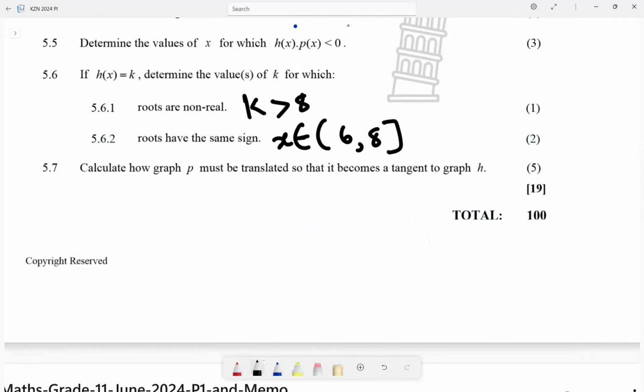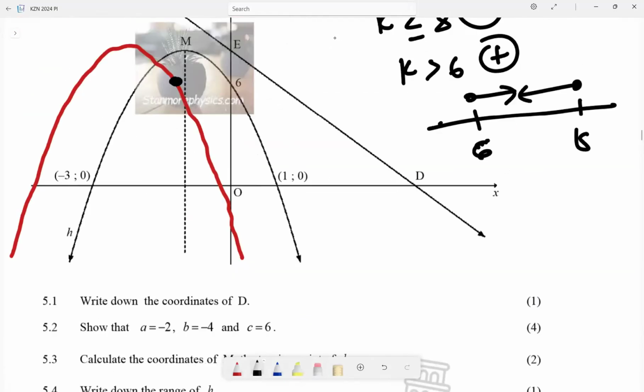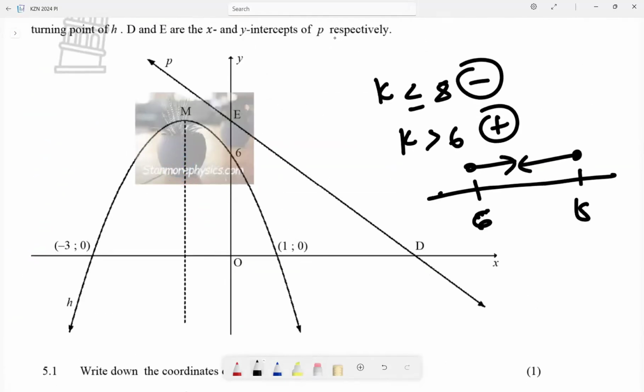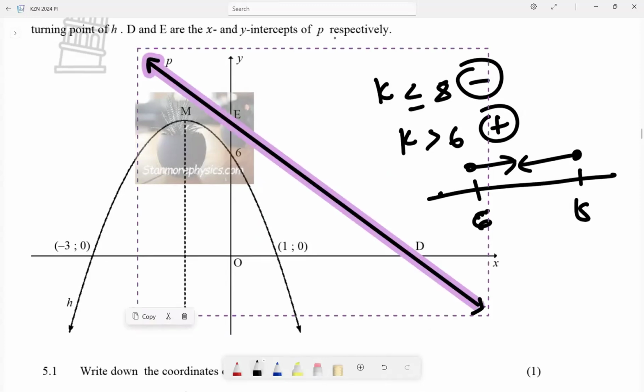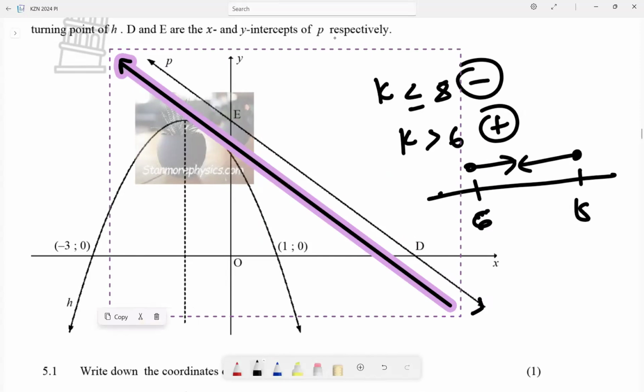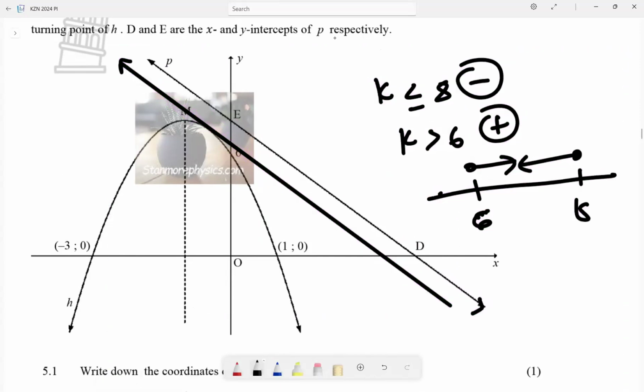Last question, 5.7: calculate how graph P must be translated so that it becomes a tangent to graph H. So now, how can we translate this point? Oof. Okay, how can you translate this graph of P such that it becomes a tangent to this graph? Okay, we do not know. Again, we do not know.